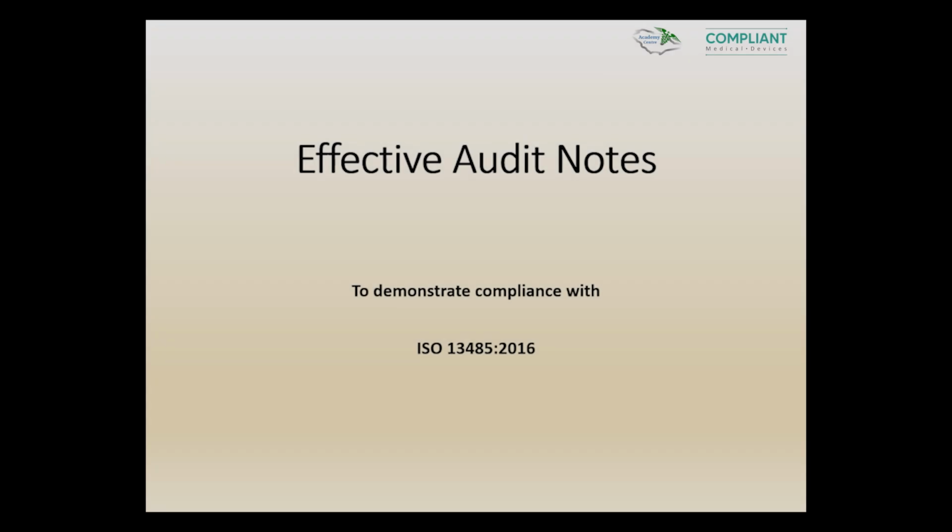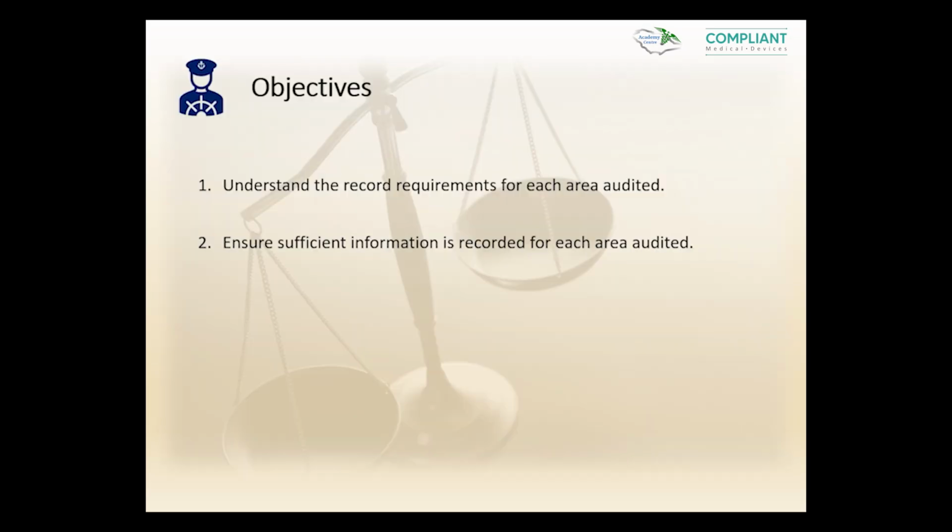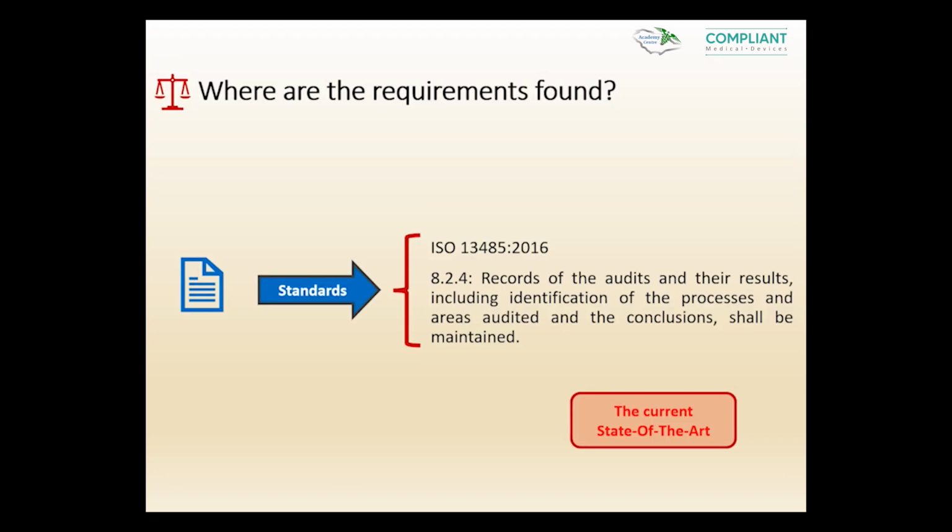The topic for today is effective audit notes for compliance with ISO 13485-2016. So for effective audit notes, we want to understand the record requirements for each area audited. We want to ensure sufficient information is recorded for each area. And from that perspective, we have the objective set. We have the requirements with respect to the standard ISO 13485-2016, specific to clause 8.2.4 for the internal audit process.